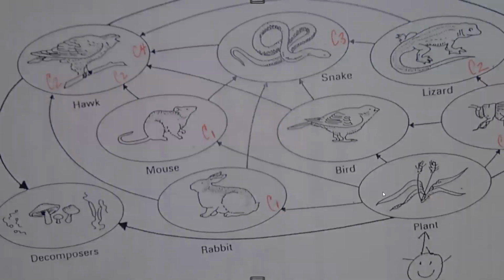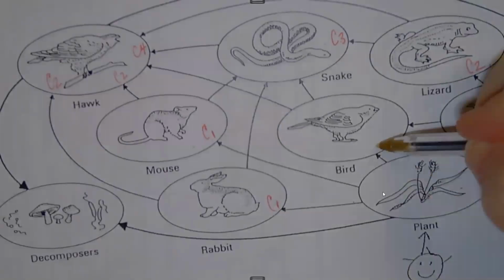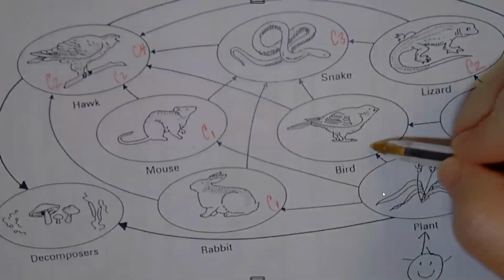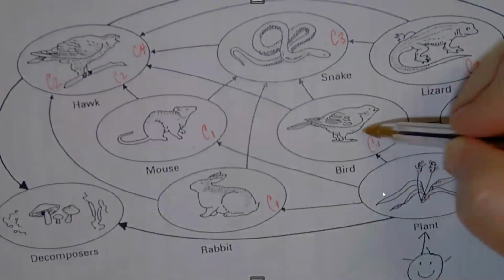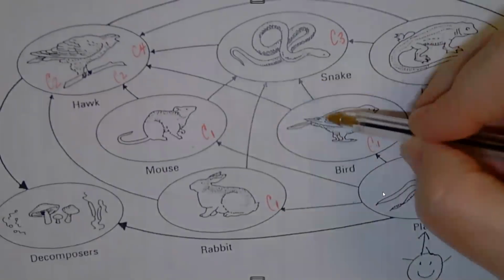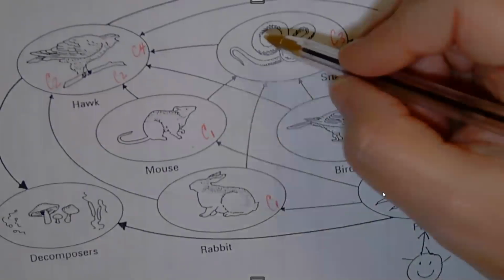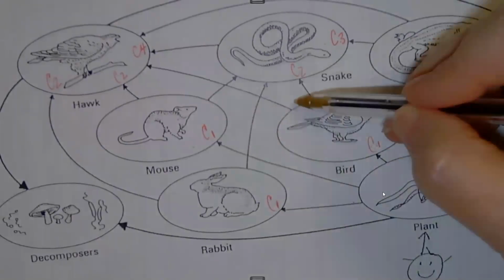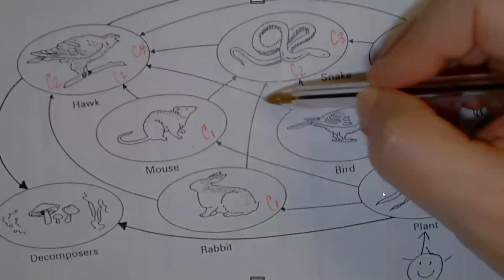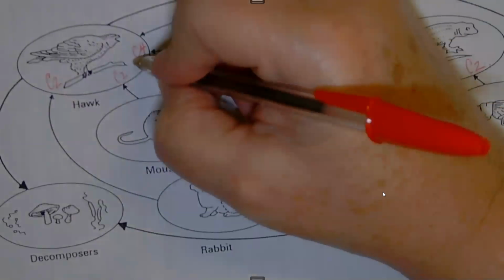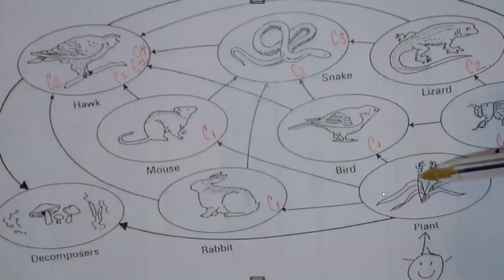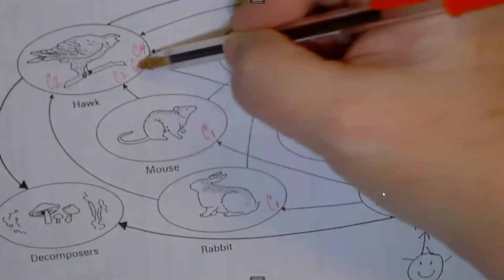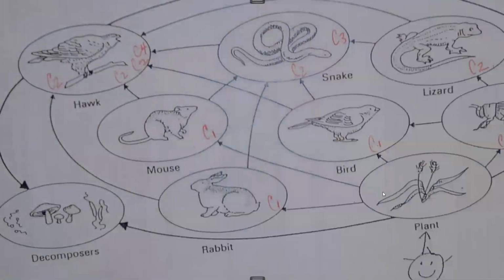What else do we have here? How about going, what's our bird going to be? C1. And then here, the snake's going to eat the bird, so the snake would be C2. But look what else eats the bird. Over here, the hawk. So here the hawk is, I think it's still just a C2 because the plant to the bird and then the bird to the hawk. So that would make it a C2.